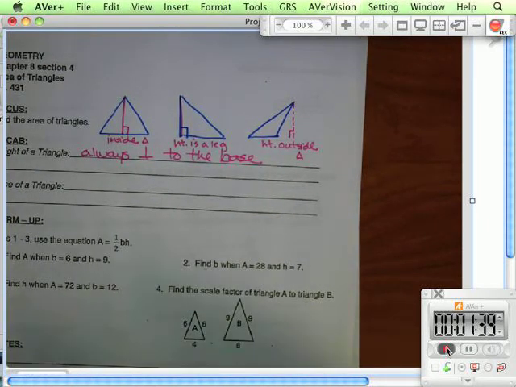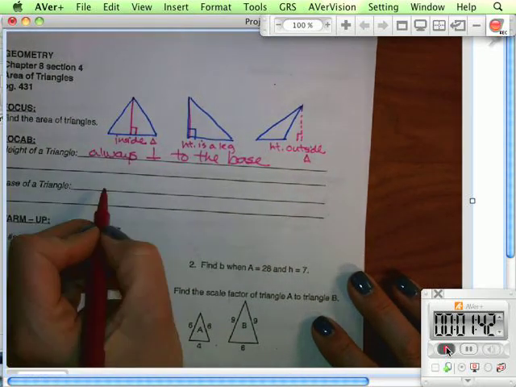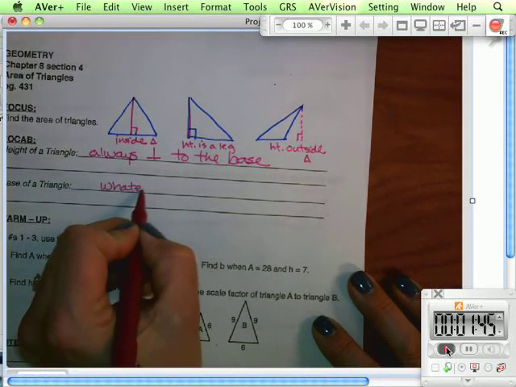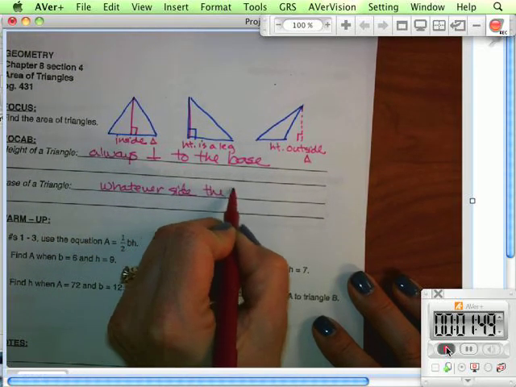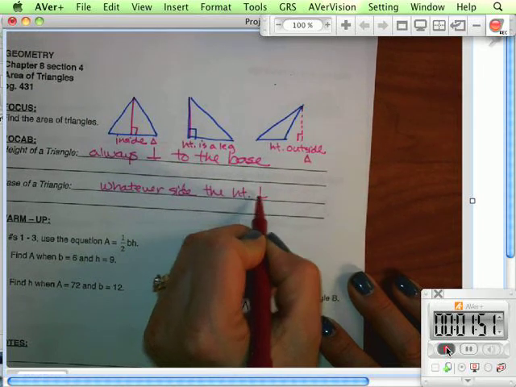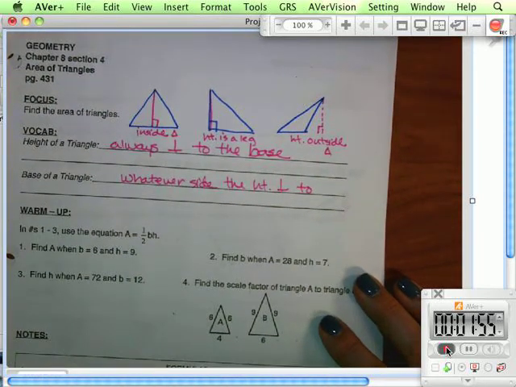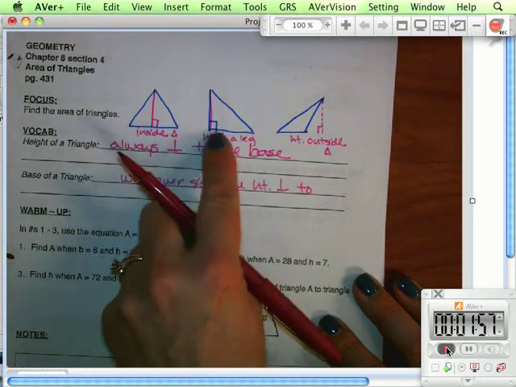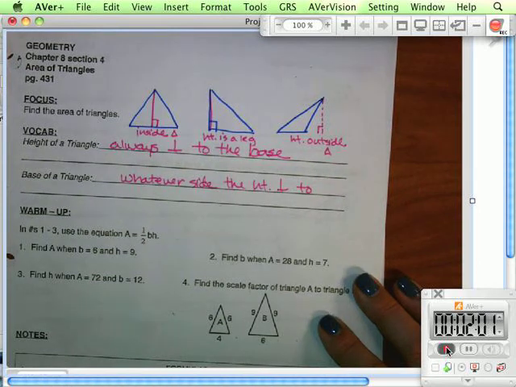All right, the definition for base is kind of funky. It's just whatever side the height is perpendicular to. So this would be the base, this would be the base, this would be the base. Whatever side the height is perpendicular to.